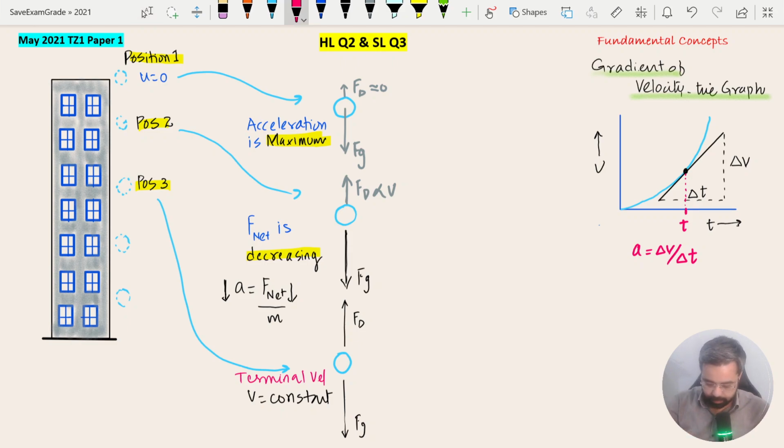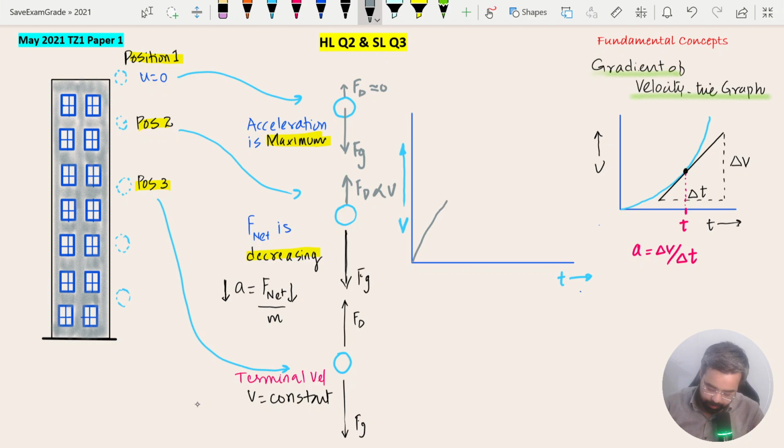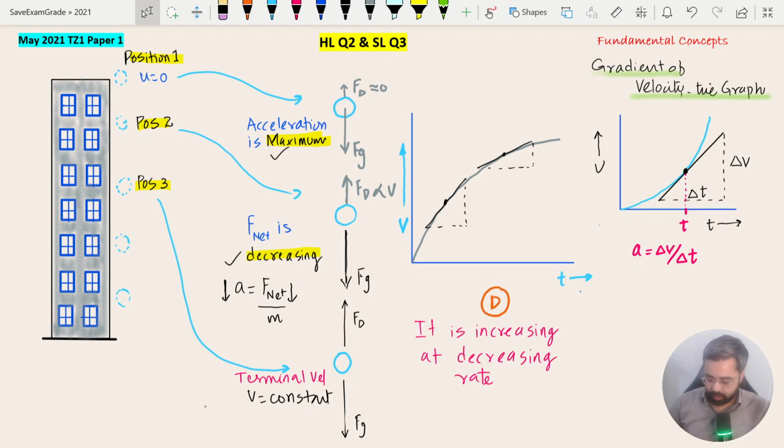If we analyze this in the form of a graph, we can say that in the whole of this procedure, up to 1 second and even later, the speed was increasing but acceleration is decreasing. So the graph should show increasing speed but at a decreasing rate. The reason is that at any point, the gradient of the graph is equal to the acceleration, and this tangent line is becoming less steep, which is evidence that acceleration is decreasing, that we saw here. So option D is the right answer: increasing at a decreasing rate, meaning acceleration is decreasing.